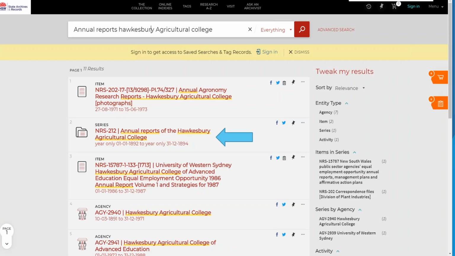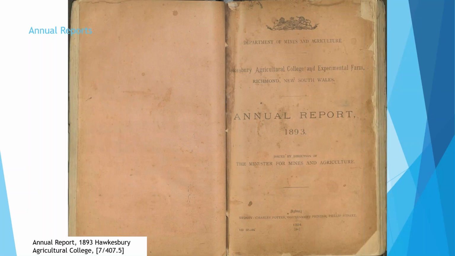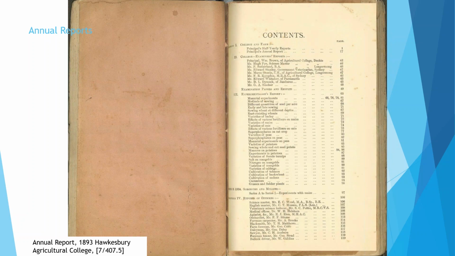And reports of the Hawkesbury Agricultural College. We go in, and here's the actual example. I went into the system and found it for you, into the archives. And as you can see, it's like any annual report. It's going to have loads of information about the agency. It could be of use to you if you know that your person worked there. Have a look down there.